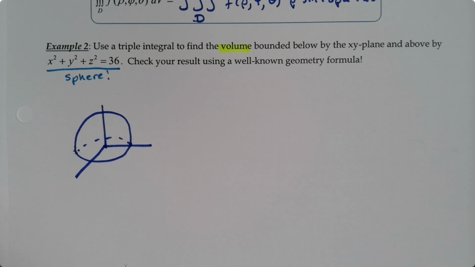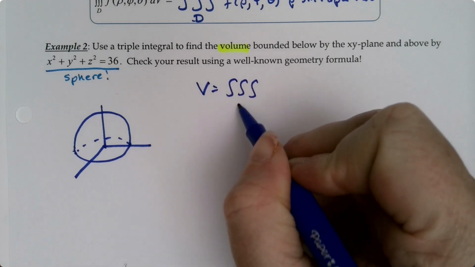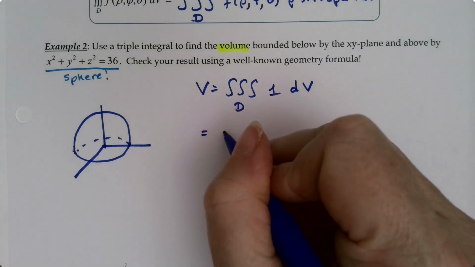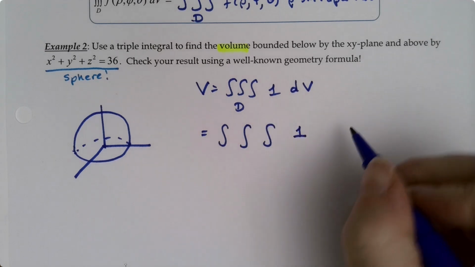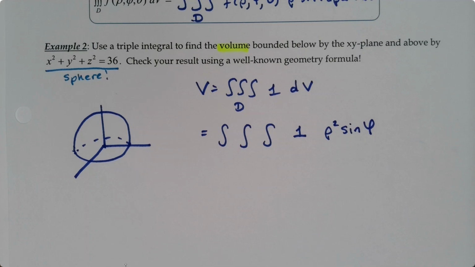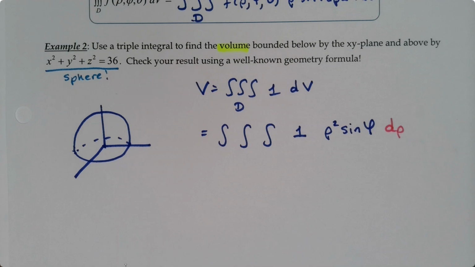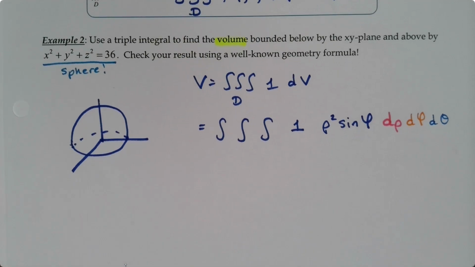Now, we want to set up our volume. Now, volume is the triple integral over the solid of 1 dV. Okay, so that will be the triple integral of 1, and then we're going to have to write this rho squared sine phi, and then I'm going to do this in different colors. d rho, d phi, d theta. All right, no problem. We can do this.